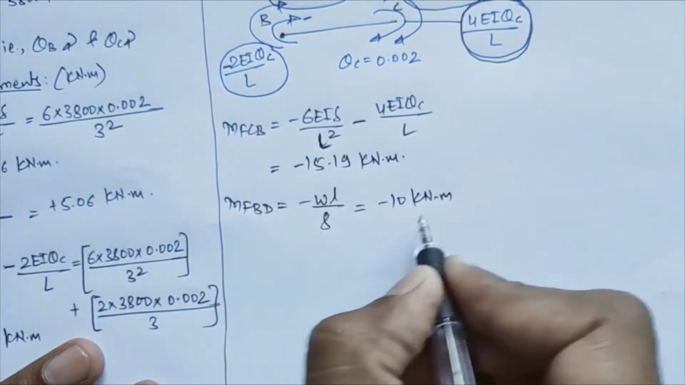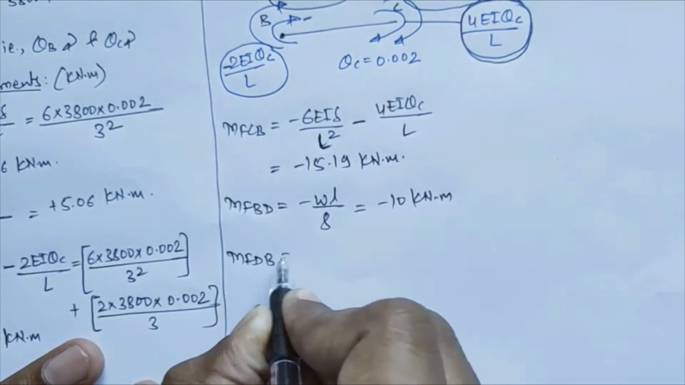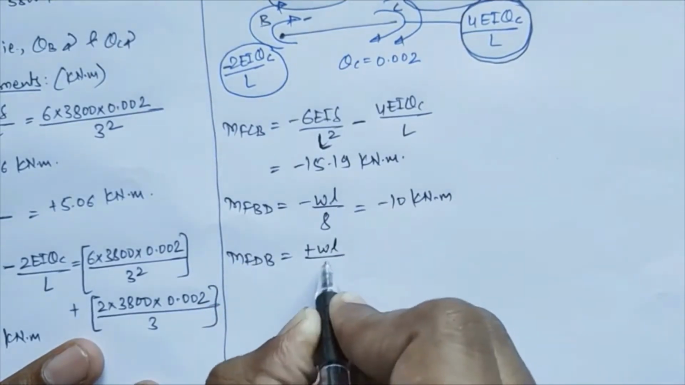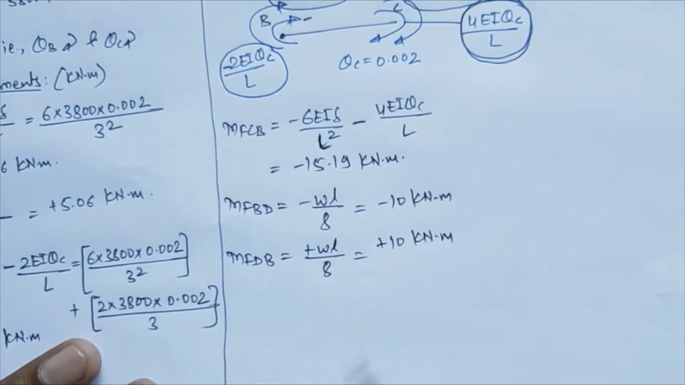Okay, 8 by 8, so that you get 10. And last is MFDB, so that you get the opposite of this, that is WL by 8 plus 10 kilonewton meter. This was the only change in this numerical: if your sinking support conditions are provided to you and no loading is acting on the complete members, at that time how do we calculate the fixed end moments? Okay, remaining all the steps remain the same.